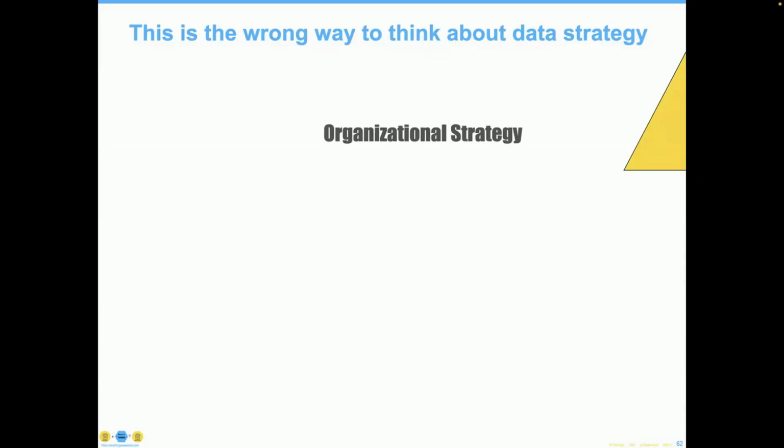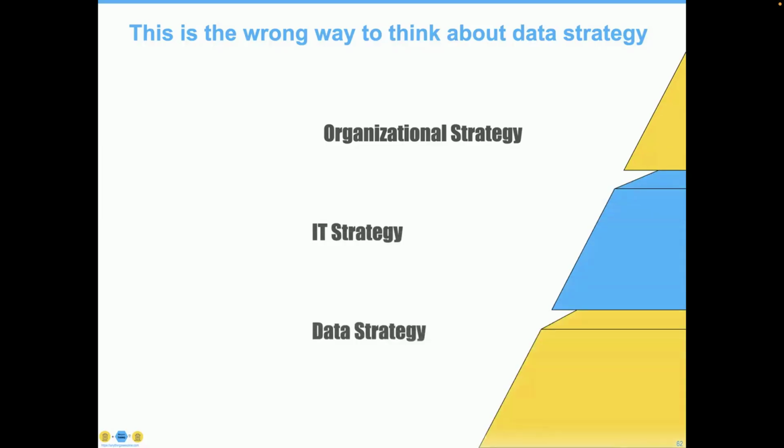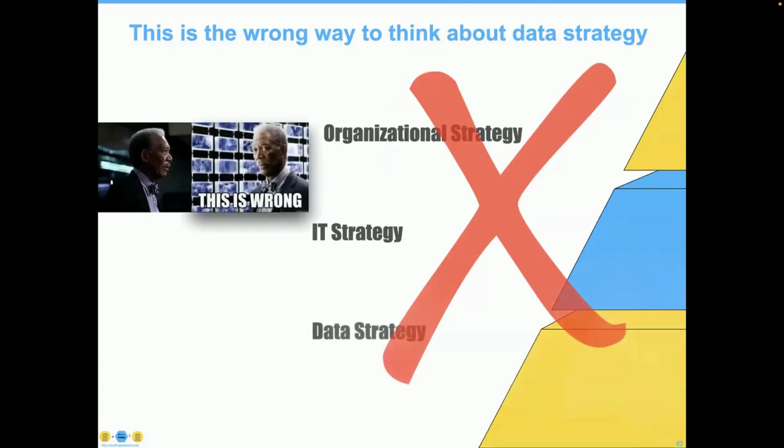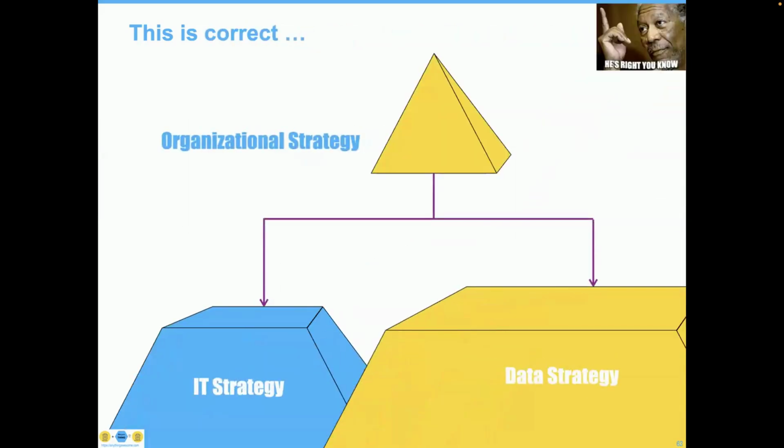Anyway, the wrong way to think about data strategy is as a derivation or an offshoot of organizational strategy via the IT strategy. This is typically how most people have done it in the past because it seemed natural. I sampled Morgan Freeman there, just have him saying this is wrong, because of course it is. The proper way is that they are really peer activities, with probably more influence coming from the data strategy side than going to the IT side.